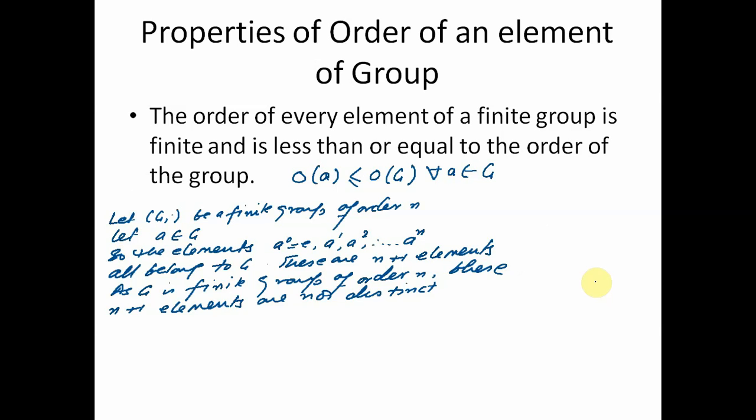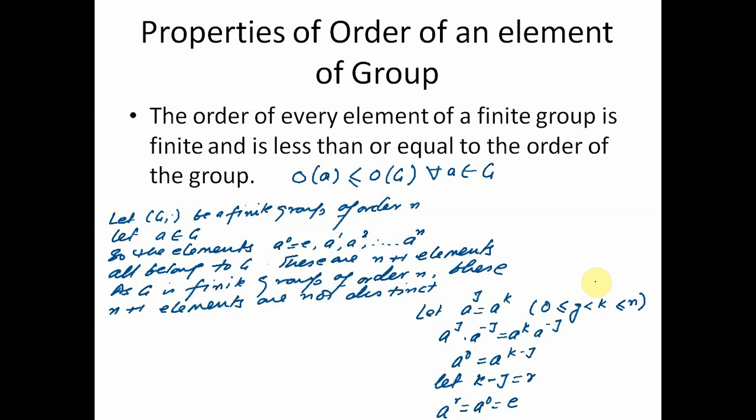I do not know which are the two elements. They could be a to the power 0, a to the power 1, or they could be a to the power 5, a to the power 100, or whatever. Right? But these are not distinct. There are two elements which are the same. Let us say the two elements which are the same are a to the power j and a to the power k, where j is less than k. Now j can start from 0 and k can go up to n. But the only point is j is less than k.